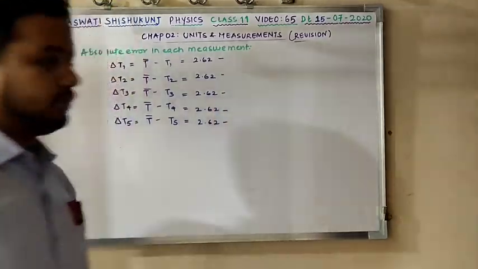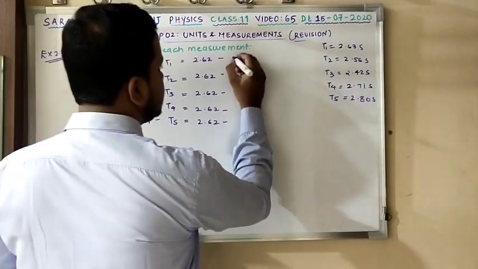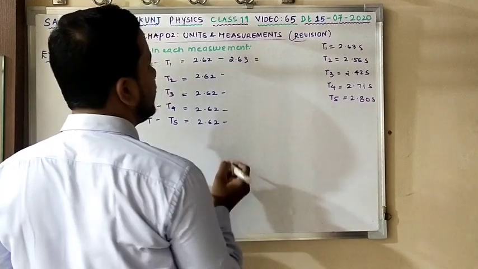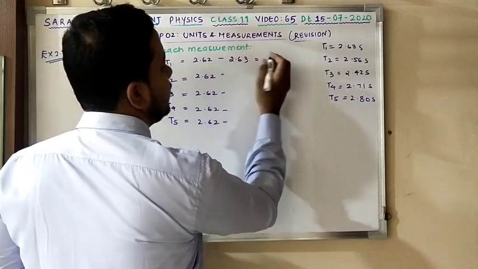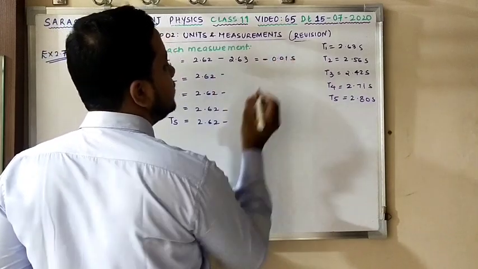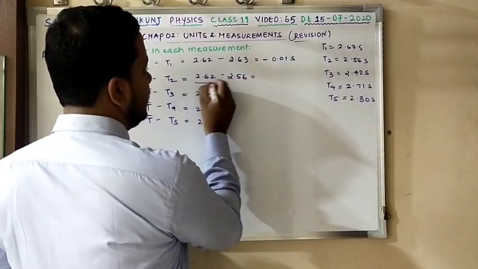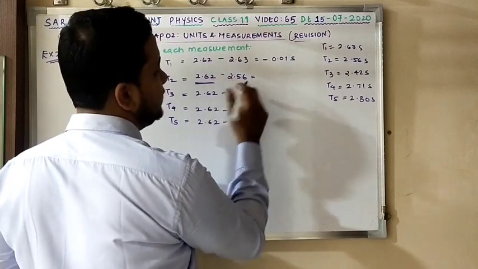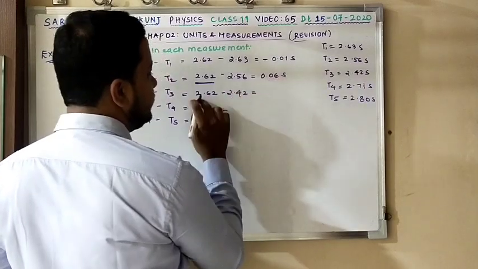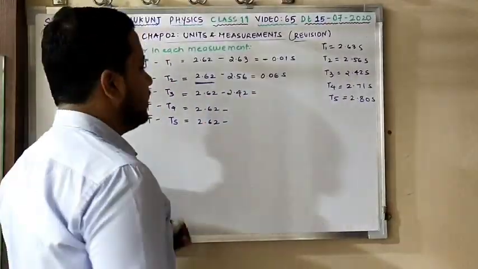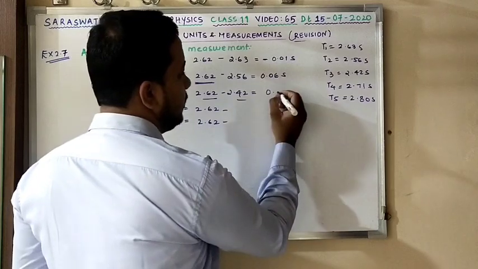Clear till this? Fine. Now for the first observation we have 2.63 seconds. So 2.62 minus 2.63: smaller value minus bigger value, the answer is negative, that is minus 0.01 seconds. Till this clear? 2.62 minus 2.56 seconds: bigger value minus smaller value, and 62 minus 56 is 6. So the answer is 0.06 seconds. Next is 2.42 seconds. So 2.62 minus 2.42: 62 minus 42 is 20, so bigger minus smaller gives 0.20 seconds.